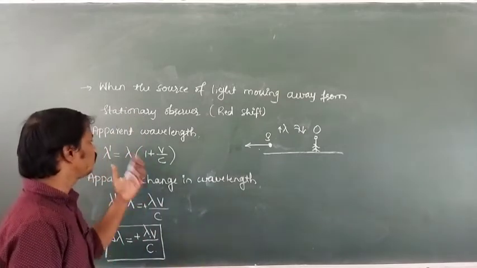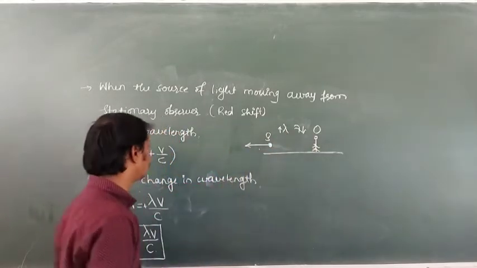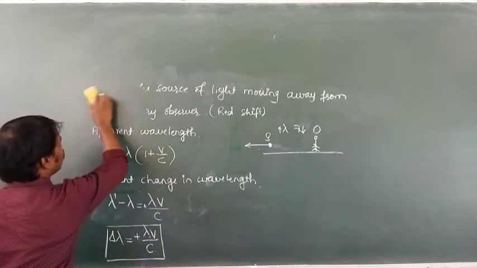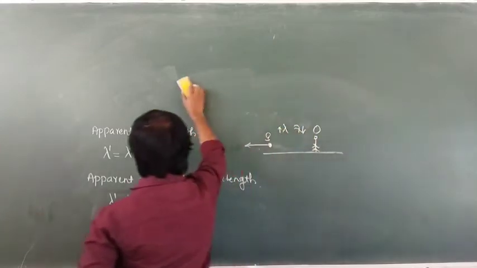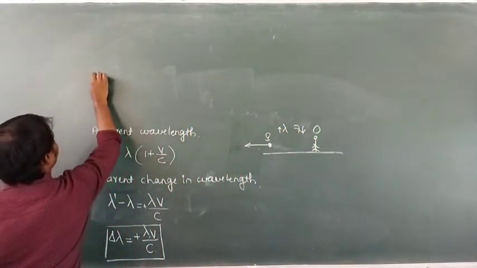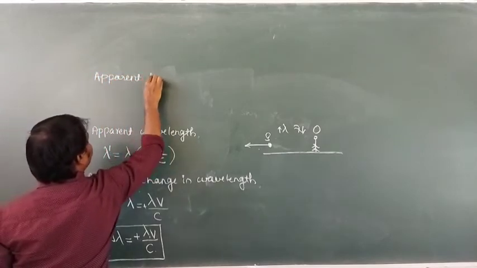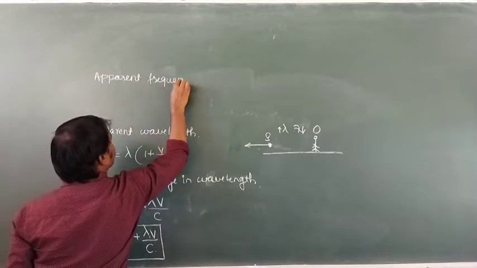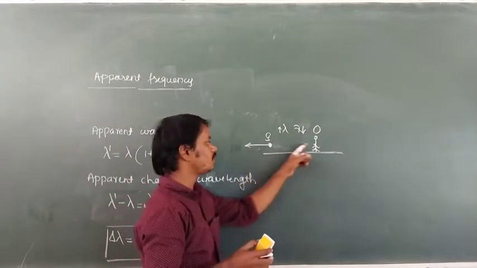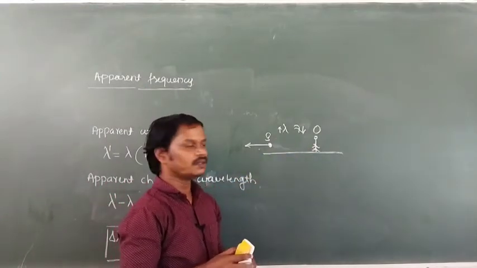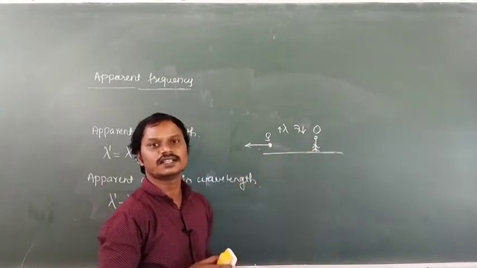Now, what is the apparent frequency received by the observer when the source of light is moving away from the observer? Let us move to the next point. Apparent frequency, in case of redshift. Once again, listen here. If the source of light is moving towards the stationary observer, this shift is called blueshift. But if the source of light is moving away from the observer, then this shift is called redshift.